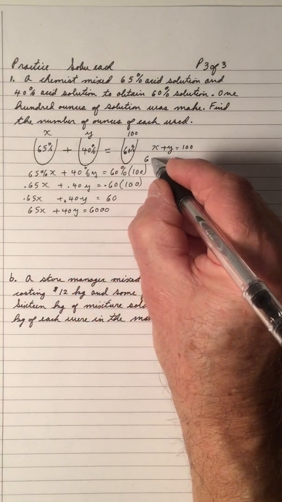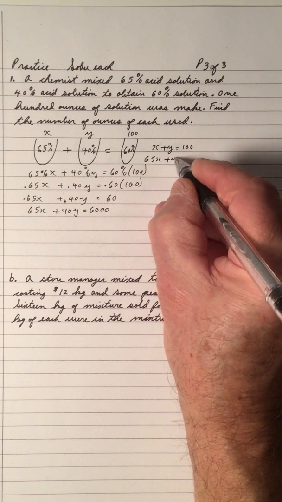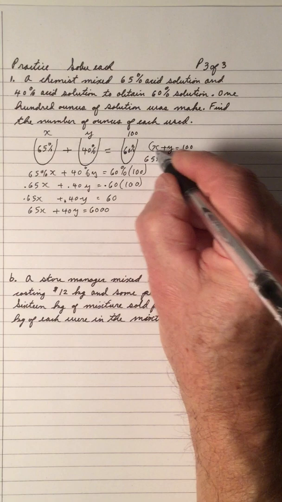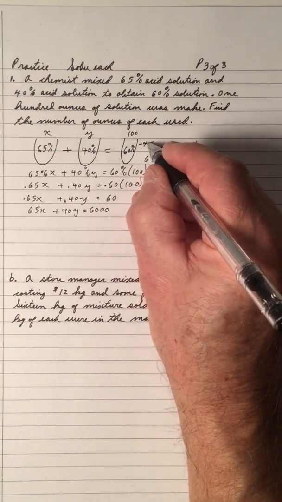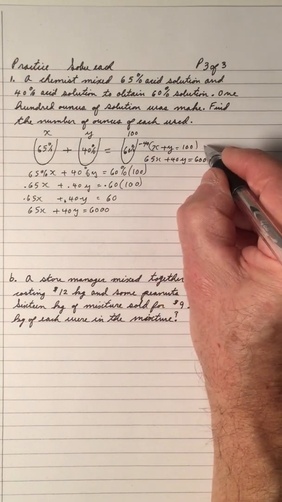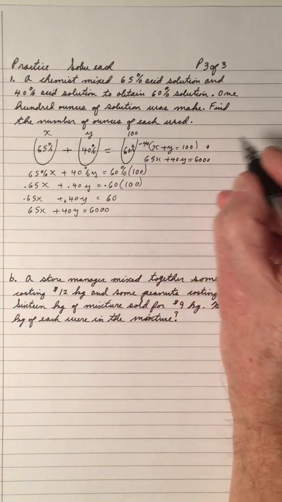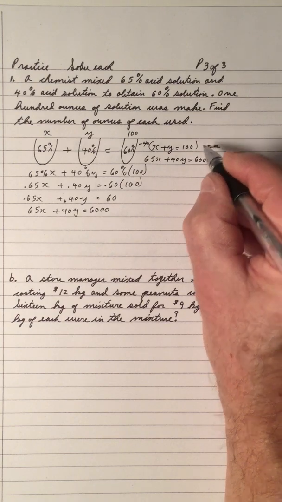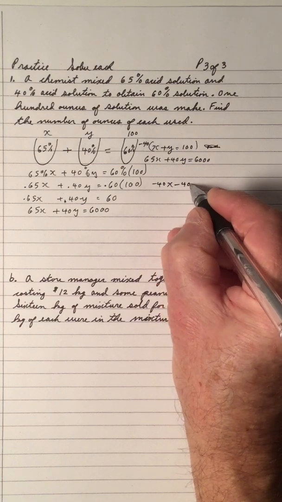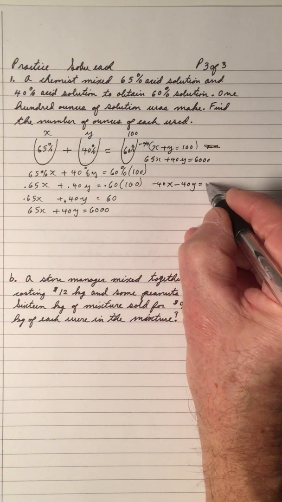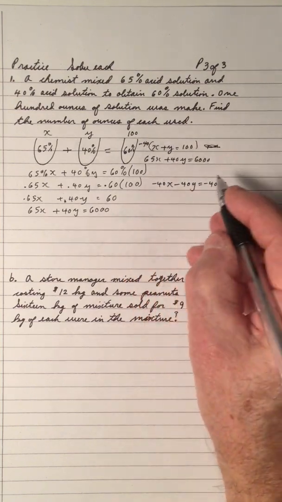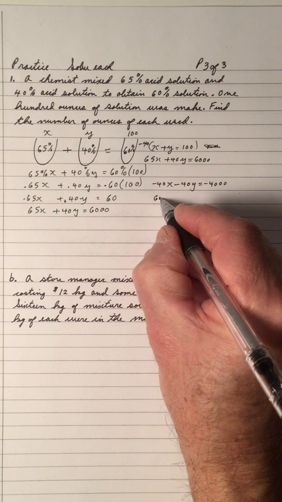So we put this equation right below this one. And we multiply this equation by negative 40 because I'm going to eliminate the y's. When I do that, I will get negative 40x minus 40y equals negative 4,000. Multiply negative 40 by all of these. And I do not touch the other equation.